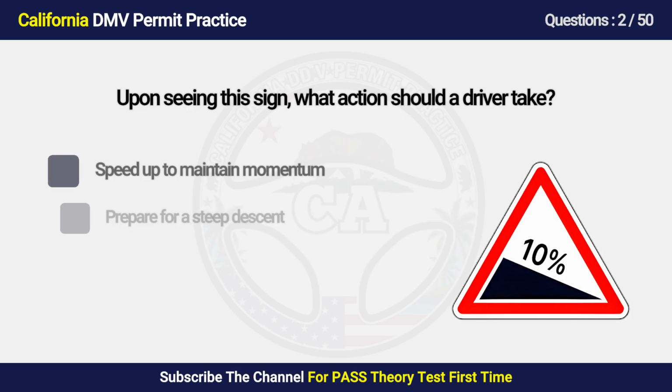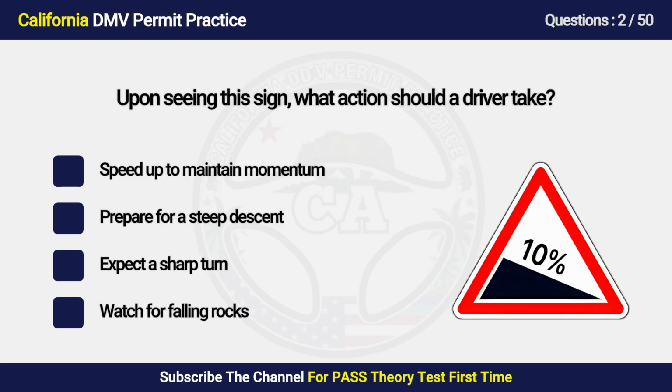Question 2. Upon seeing this sign, what action should a driver take? A. Speed up to maintain momentum. B. Prepare for a steep descent. C. Expect a sharp turn. D. Watch for falling rocks.